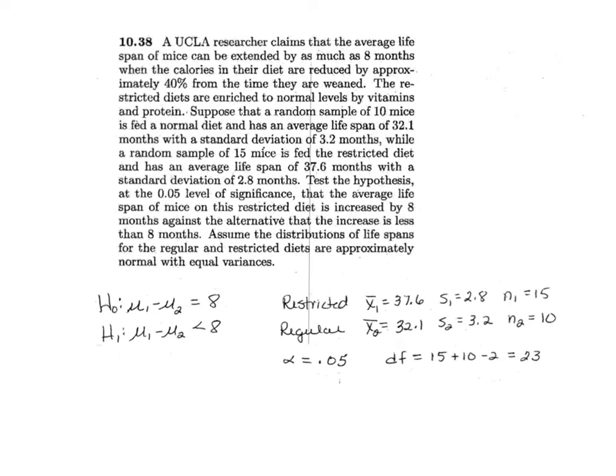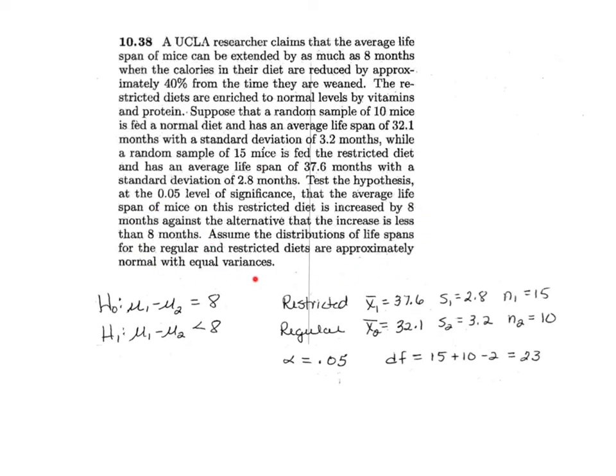Test the hypothesis at an alpha of 0.05 level of significance that the average lifespan of mice on this restricted diet is increased by 8 months against the alternative that the increase is less than 8 months. Assume the distributions of lifespans for regular and restricted diets are approximately normal with equal variances. Okay, so first things first, we need to come up with a hypothesis. We're talking about means, we're talking about two different groups, and right here it's going to describe what hypotheses we need.